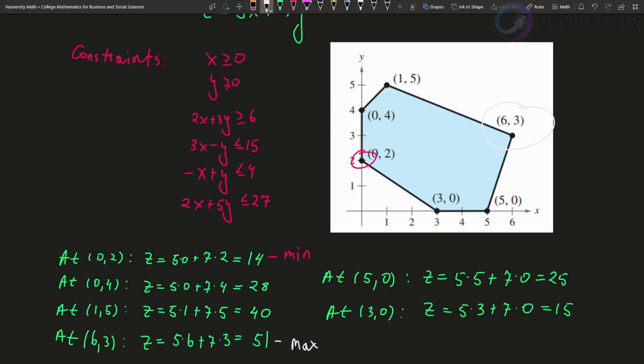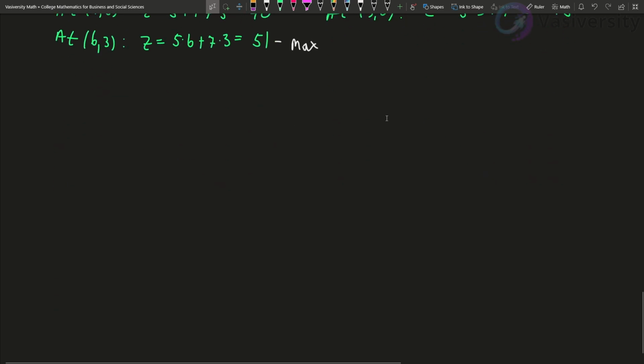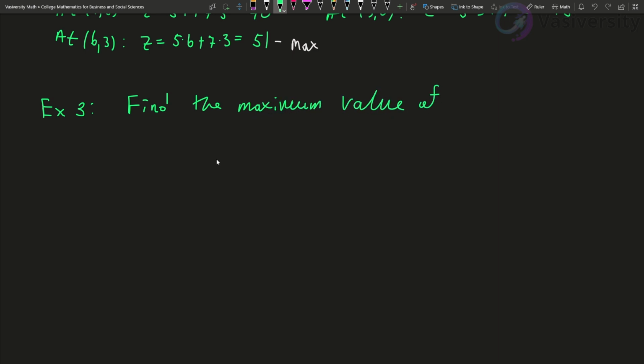So now let's go ahead and do one more, an unbounded region. We have 2 examples for bounded regions. Now let's do an example for unbounded region. So example 3. We still want to find a maximum this time, right? Find the maximum value of z is equal to 4x plus 2y.